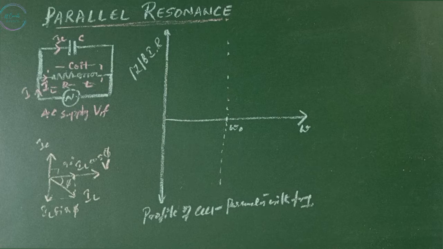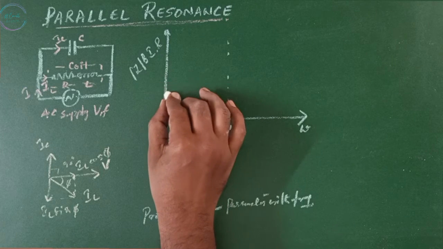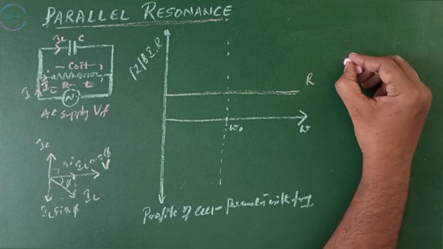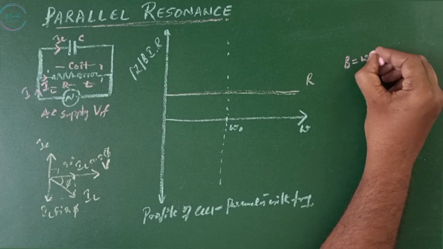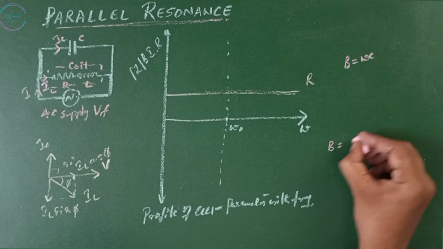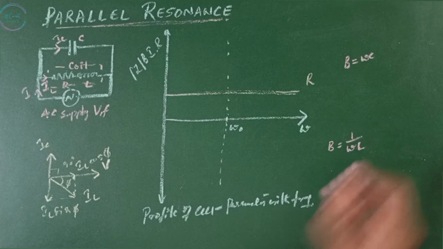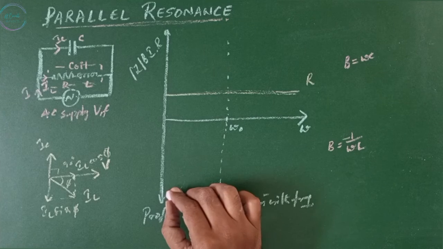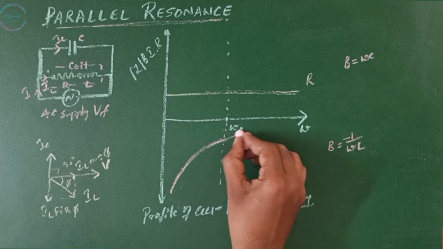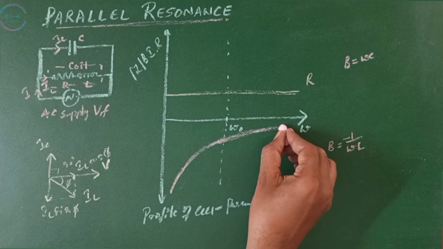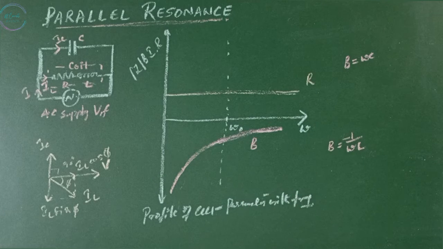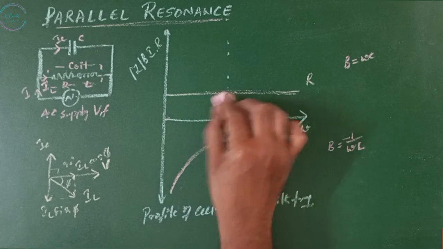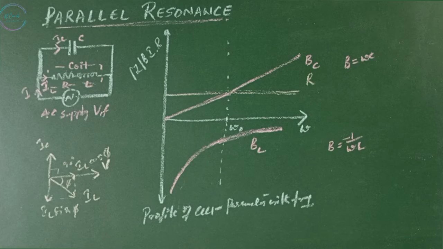Now, profile of the circuit parameters with the frequency. Now, the resistance will be a constant value. This is R. The susceptance of capacitor is omega C, whereas the susceptance of the inductance is minus 1 by omega L. When omega is 0, it is minus infinity, going to 0 as omega tends to infinity. B, susceptance belongs to inductance. Omega equals to 0. This is also 0. Susceptance of the capacitor.